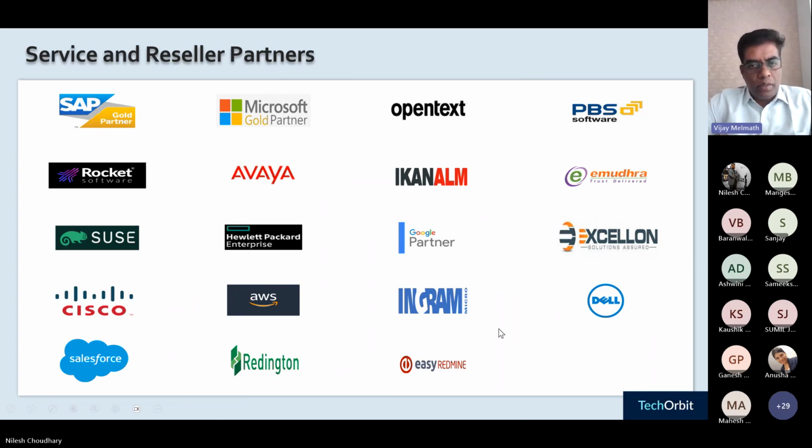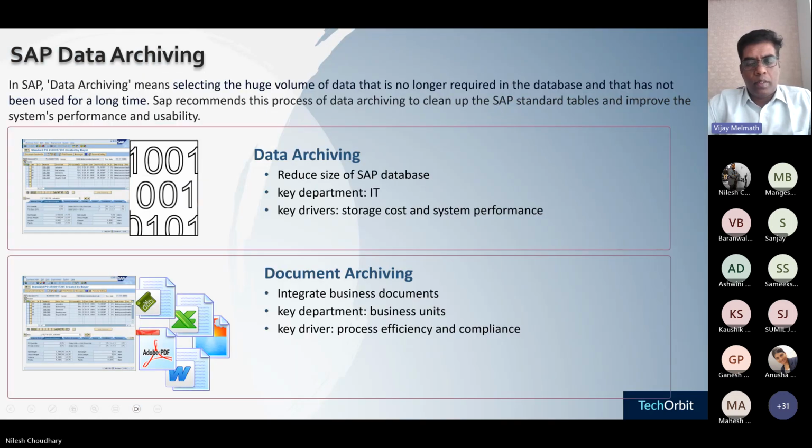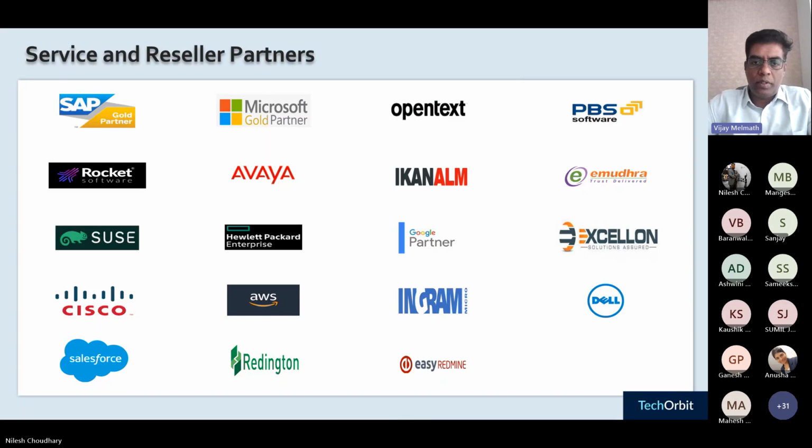Apart from that, we're also Microsoft partners, and OpenText from the ECM standpoint, we are partners. Bbase is another partner we are working with. Then we also have partnership with Rocket Software as well. These are some of the leading logos that we work with as a partner. Apart from that, from the infra standpoint, we have partnered with HP, SUSE Linux, and then AWS, Salesforce, and then Dell, stuff like that. So that's very brief about TechOrbit and its credentials and the logos that we are working with.